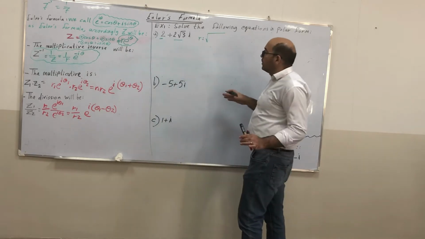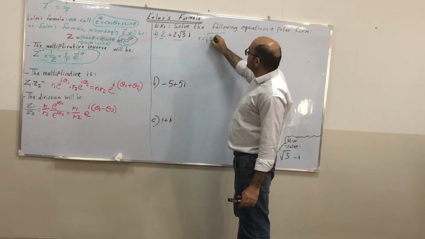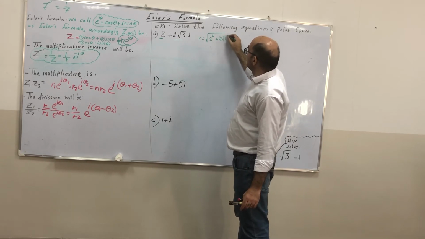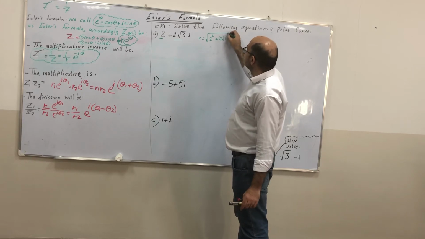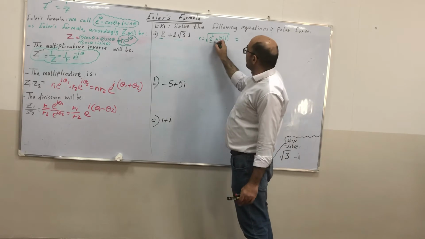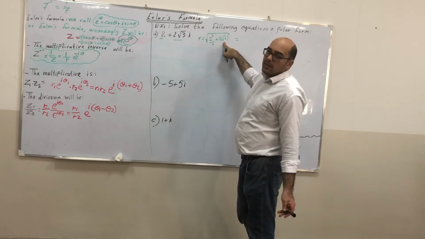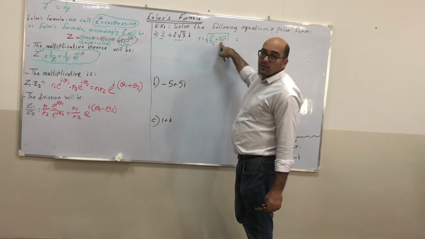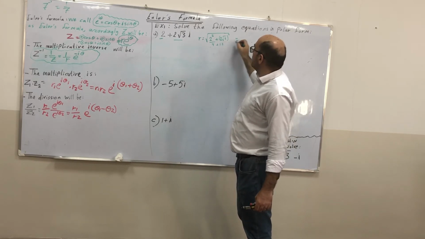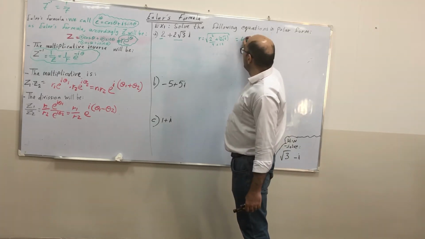So first of all, I will find this number squared plus this number squared. So this is 2 squared plus 2 root of 3, all squared. The result is: 2 squared is 4. Root of 3 squared is 3, times 4, the result is 12. So I have here 4 plus 12, the result is 16, and the root of 16 is 4.